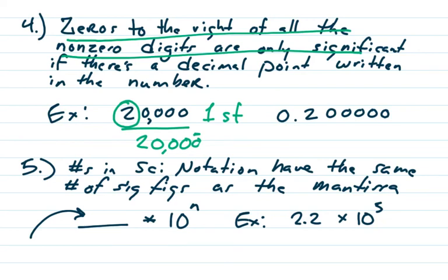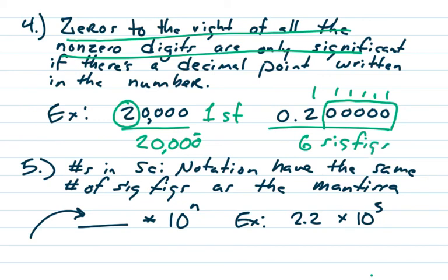Example 2 here: we have 0.200000. These digits after the significant figure and to the right of a decimal point are going to be significant. So we have 1, 2, 3, 4, 5, 6. 6 sig figs on that one.